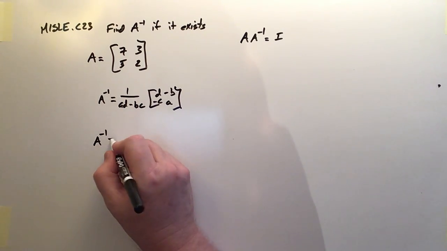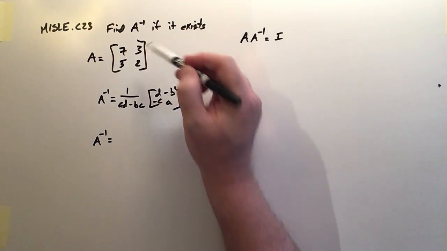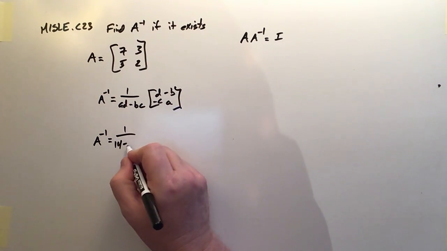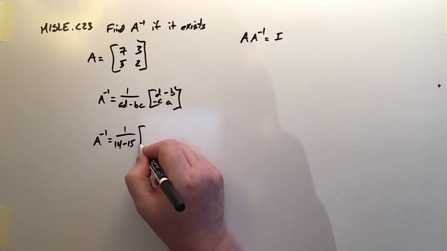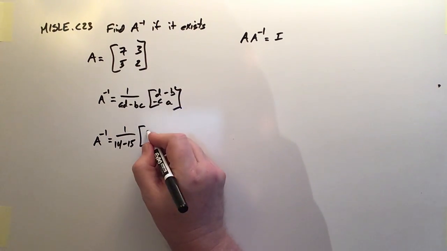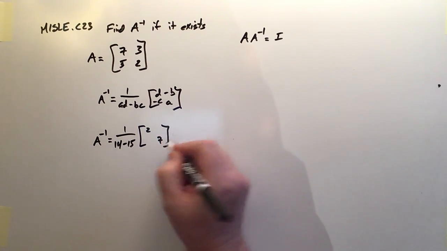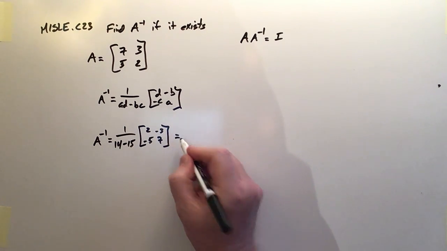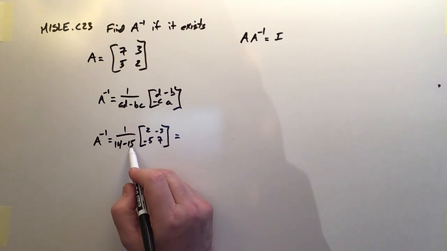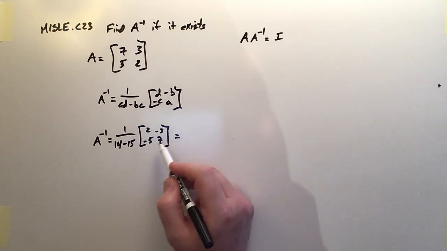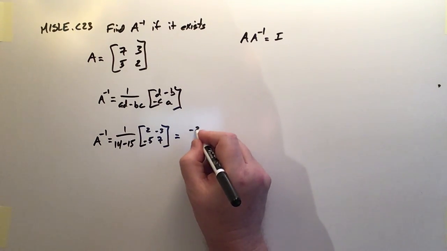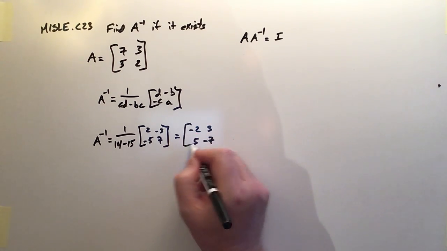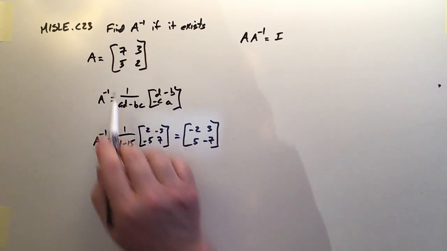Should be pretty easy. First, AD minus BC. So that's 14 minus 15. So it's 1 over 14 minus 15. And then the rearranged matrix is going to be the 2 and the 7 switch spots. So this is 2 and 7. And the 3 and the 5 both become negative. Negative 3, negative 5. Okay, this is just 1 over negative 1. So that's just a negative in front of the matrix. So that just changes all the signs. So this is negative 2, 3, 5, and negative 7. And what we're claiming is that this then is the inverse of the original matrix.